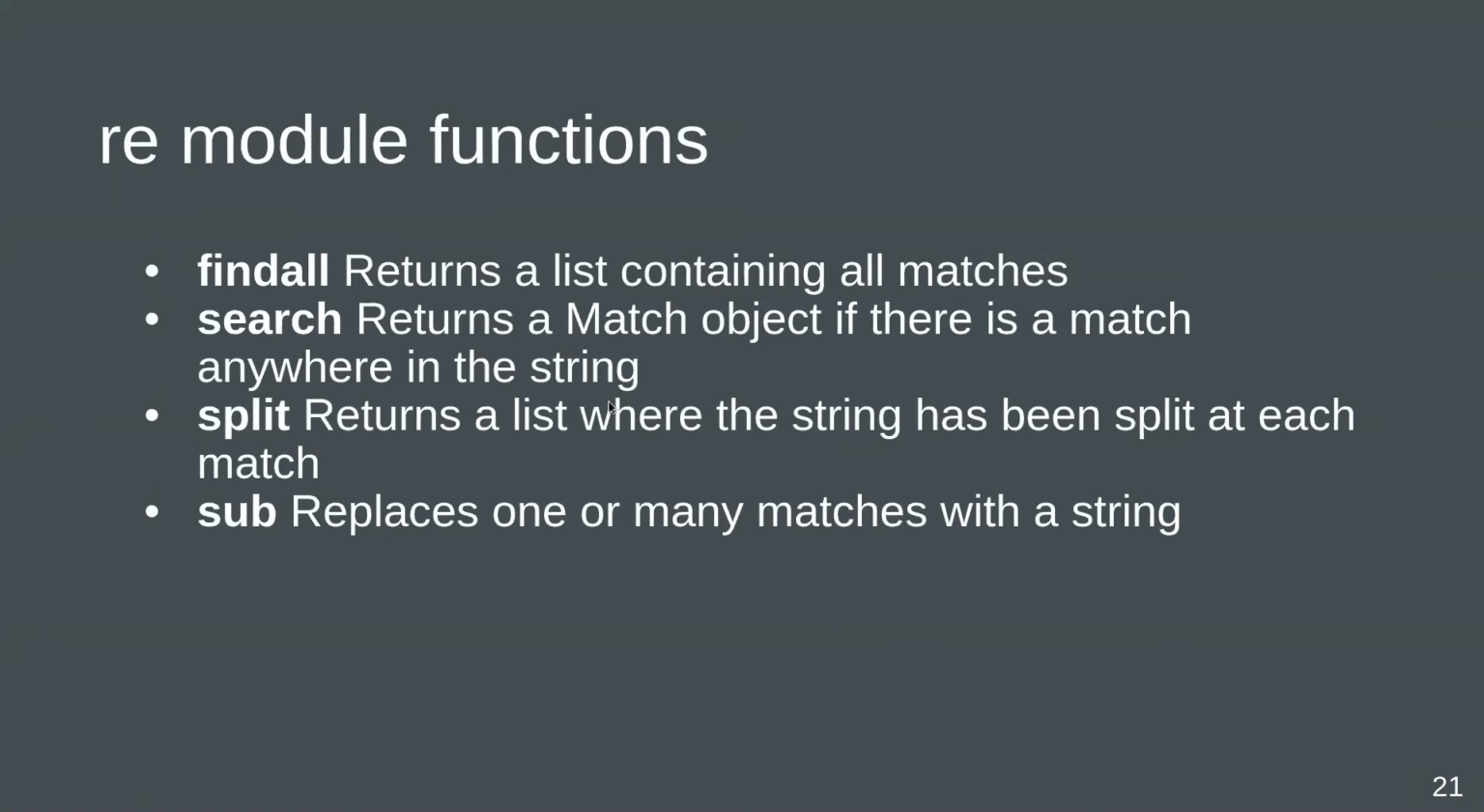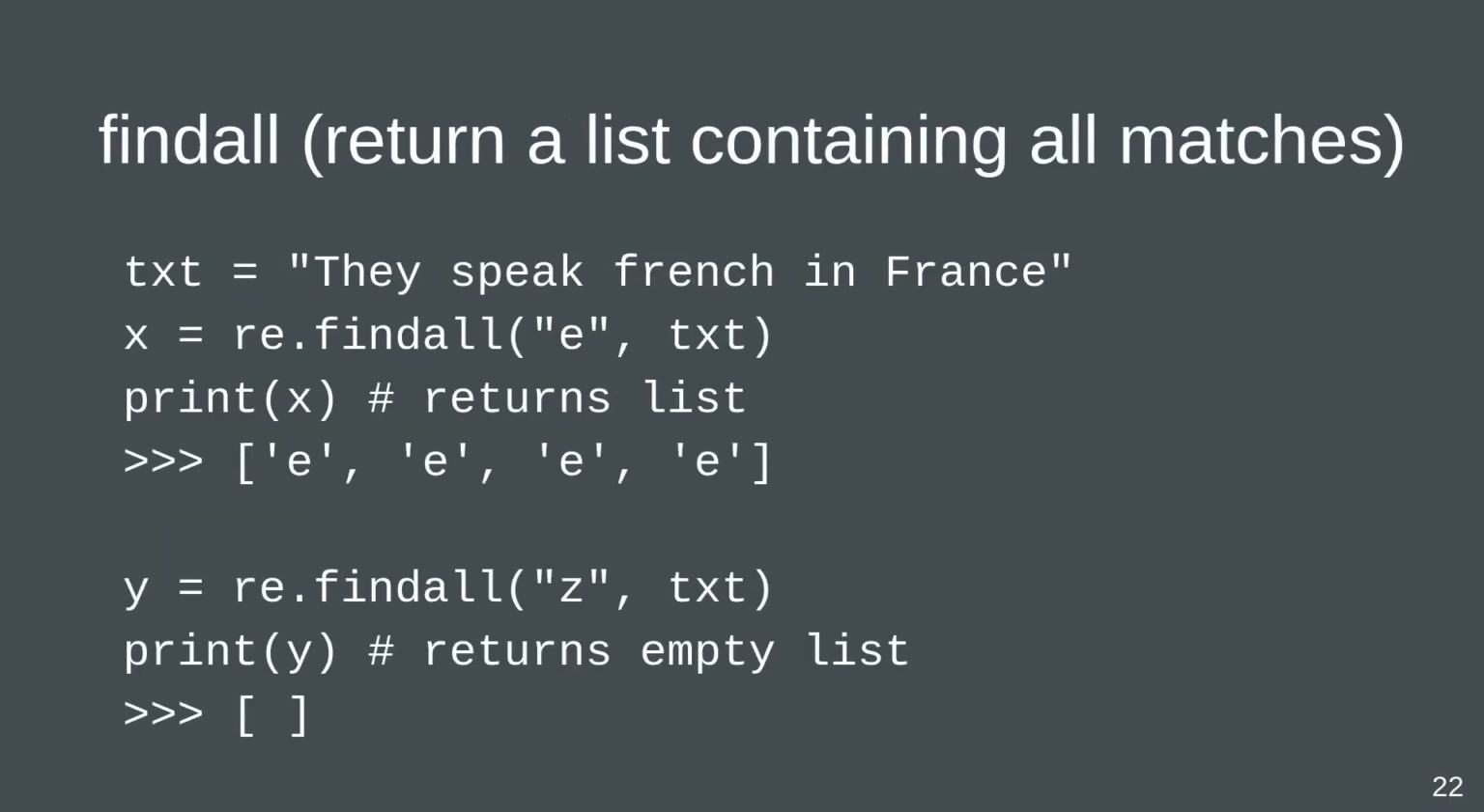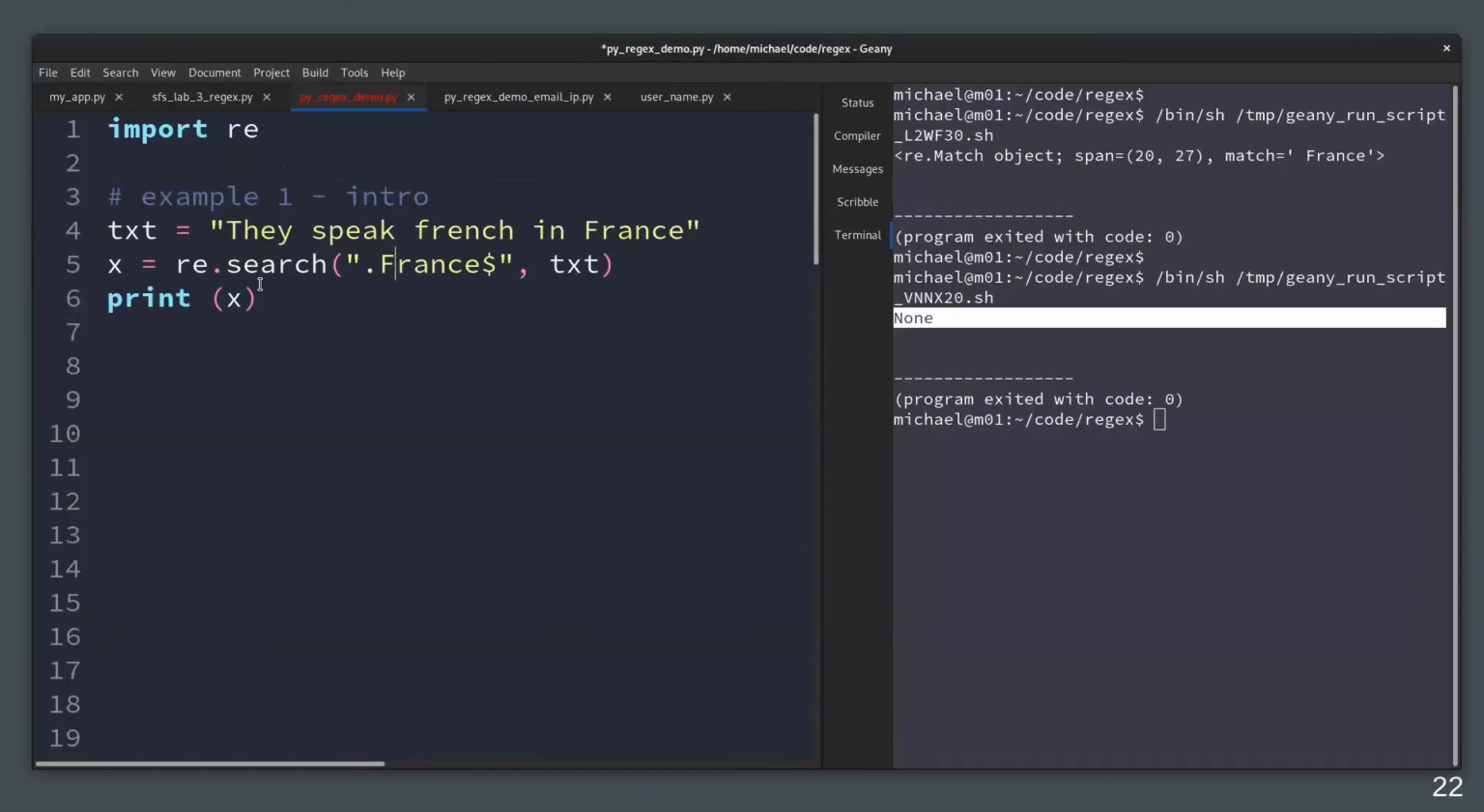Inside re, the module, there are different functions. There's search, which I just showed you. There's findall, there's split, and there's sub. I'm going to show you an example of each of those working just now. So first of all, findall, re.findall. re.findall will return a list containing all matches. Let's open this up and have a look at re.findall here.